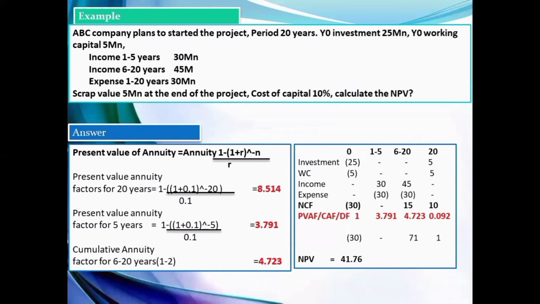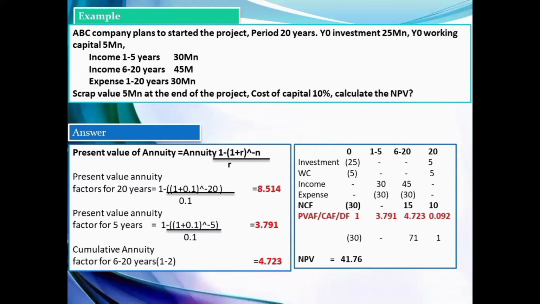Calculate the NPV. When we calculate the NPV according to this question, we have to find the annuity. How can we find the annuity? We can find the annuity by putting that information into this formula. When the question gives annuities, we have to calculate by this method. That means firstly we have to calculate annuities for 20 years, 5 years, and 6 to 20 years.